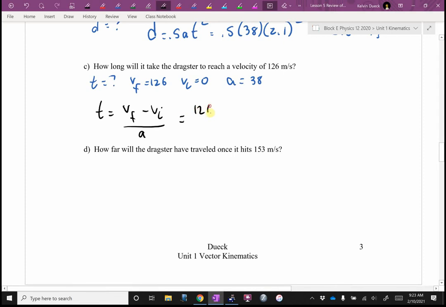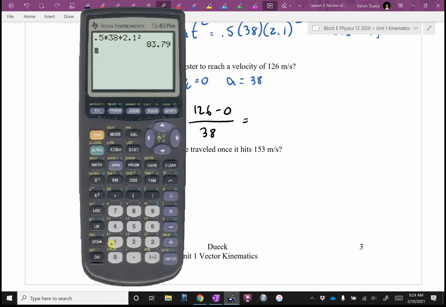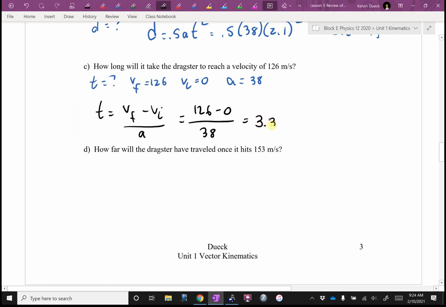So it's going to be 126 minus 0 over 38. This might work out nice. Does it? No. Sorry. I thought this worked out to a nice decimal. 3.31578, how about 3.32 seconds? Cool.